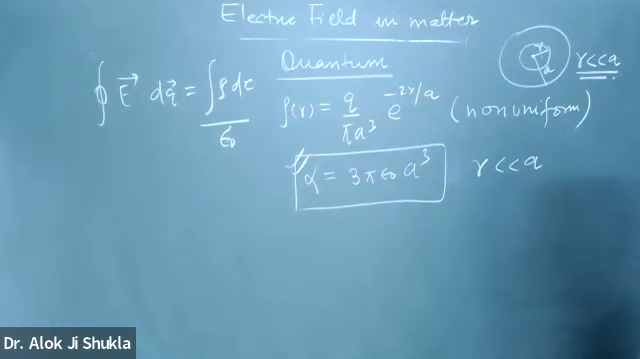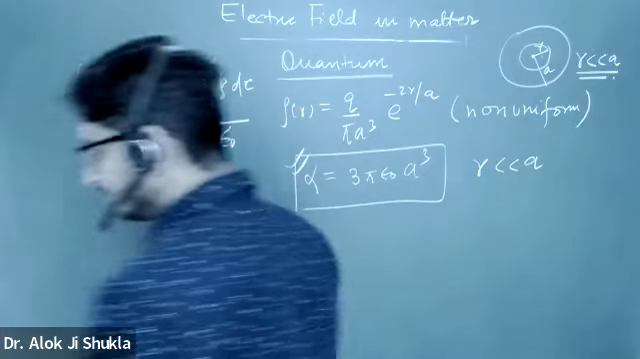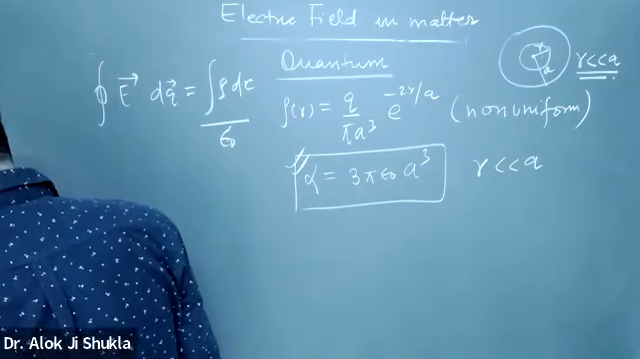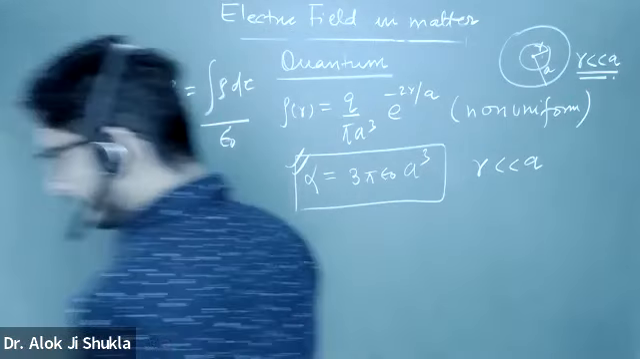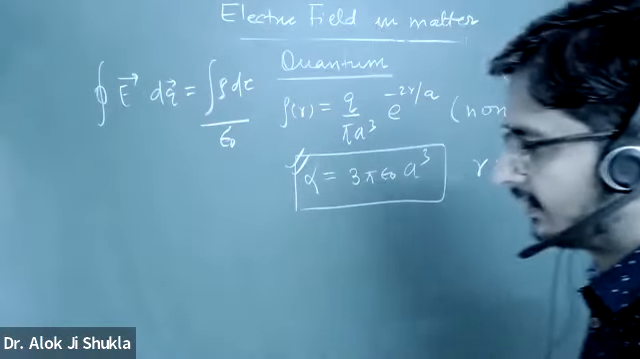तो याद रखोगे ये चीज? क्लासिकल मॉडल से क्या आता है? 4 पाई एप्सिलॉन नॉट a क्यूब, और क्वांटम मैकेनिकल मॉडल से 3 pi epsilon naught a cube.